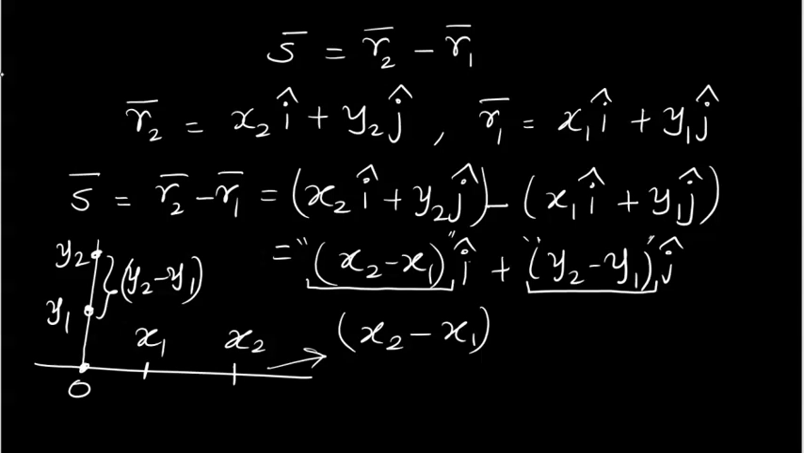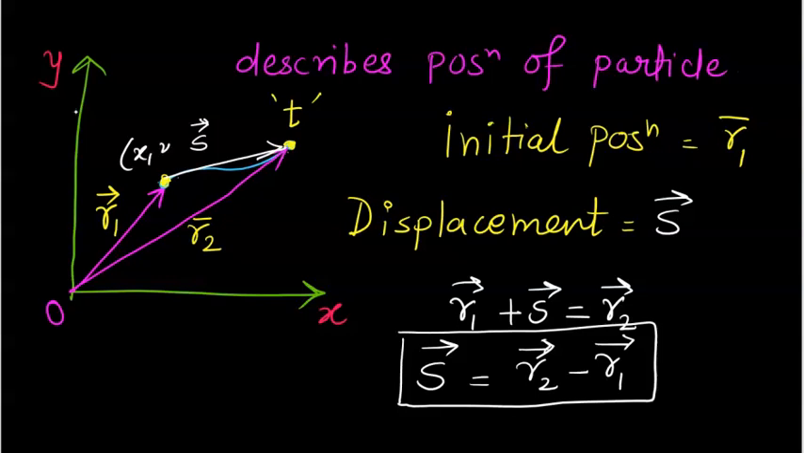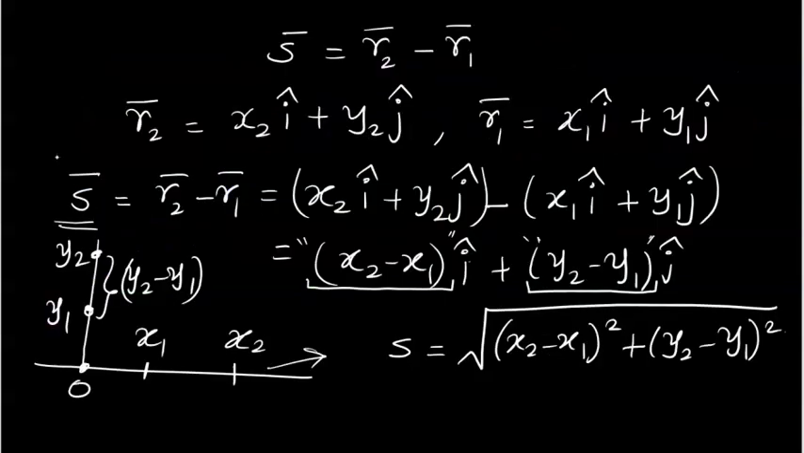So the displacement is written like this, and the magnitude of the displacement is given by the magnitude of the S bar vector, which is nothing but the square root of x2 minus x1 whole square plus y2 minus y1 whole square. That is the distance between the two coordinates. So if I have these two coordinates as x1, y1 and x2, y2, then you can directly say that the displacement magnitude is the square root of x2 minus x1 whole square plus y2 minus y1 whole square.